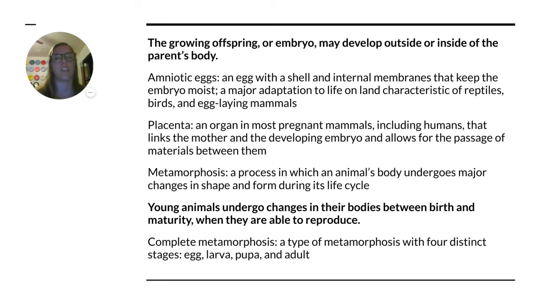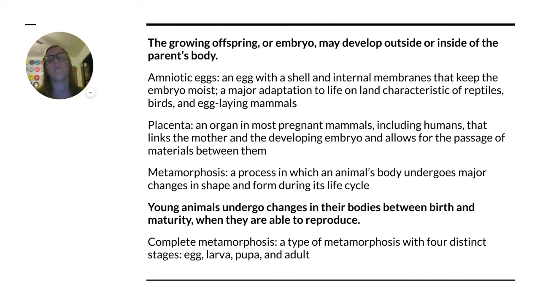Amniotic eggs are eggs with a shell and internal membranes that keep the embryo moist, a major adaptation to life on land, characteristic of reptiles, birds, and egg-laying mammals. Placenta is an organ in most pregnant mammals, including humans, that links the mother and the developing embryo and allows for the passage of materials between them.